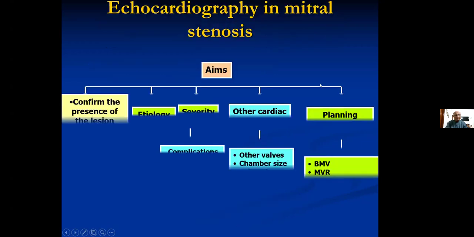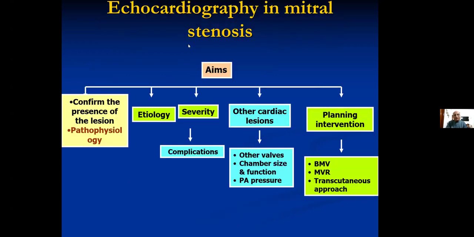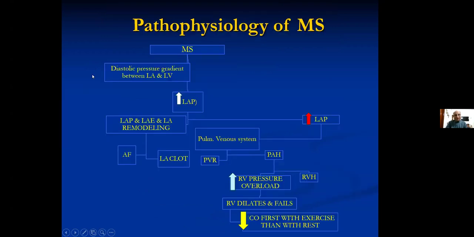Now, there are so many things to be discussed in mitral stenosis, but because of time constraints, we cannot do it. We'll discuss some important aspects. The pathophysiology of every disease is very important. And you see in mitral stenosis, there is a diastolic gradient between the LA and LV. Because the LA has to increase its pressure to push the blood against a narrow orifice. So the basic problem is increased LA pressure, which later on leads to LA remodeling.